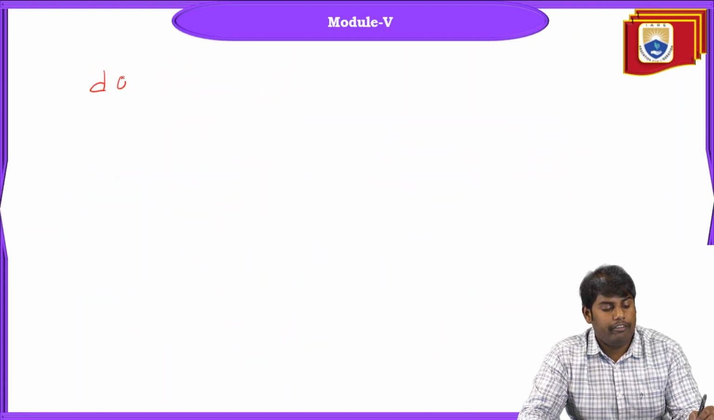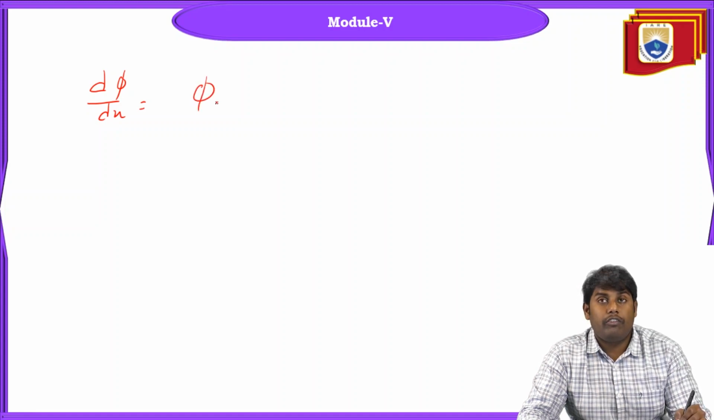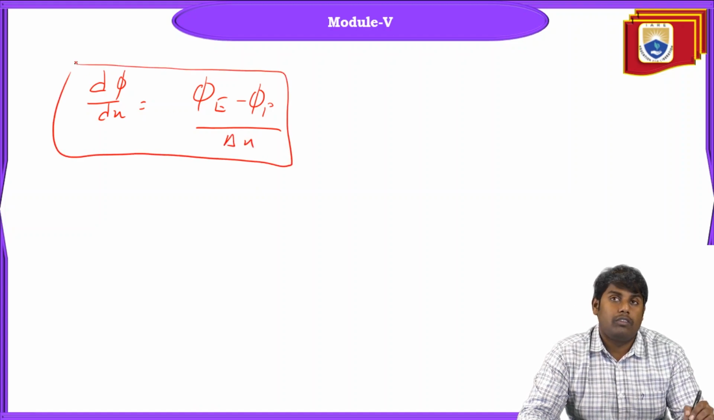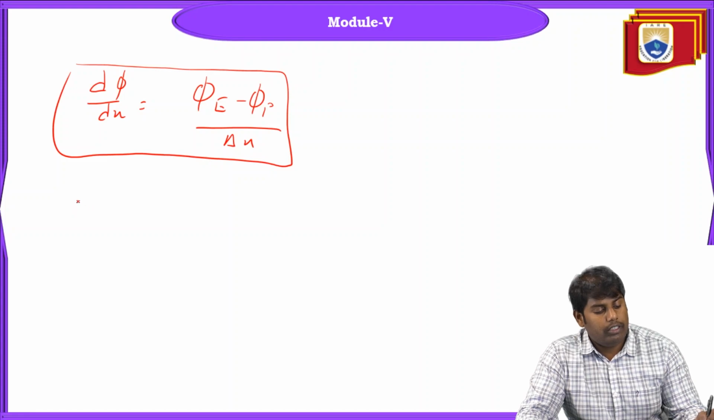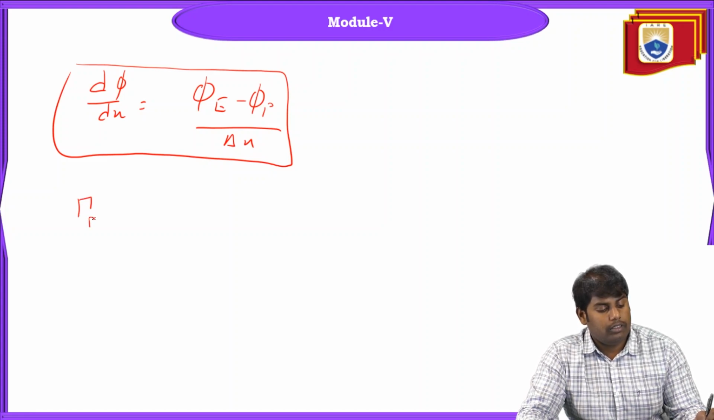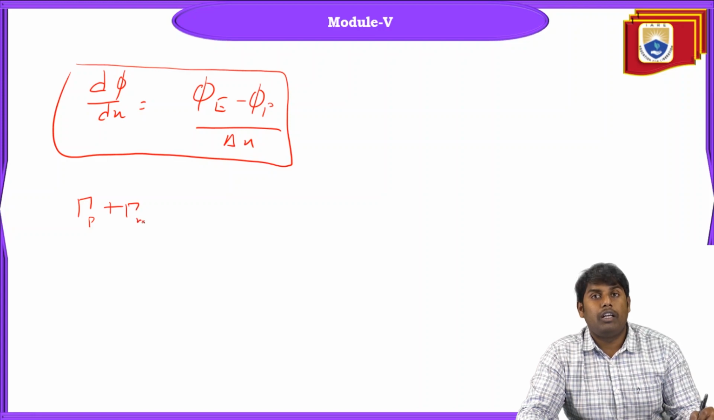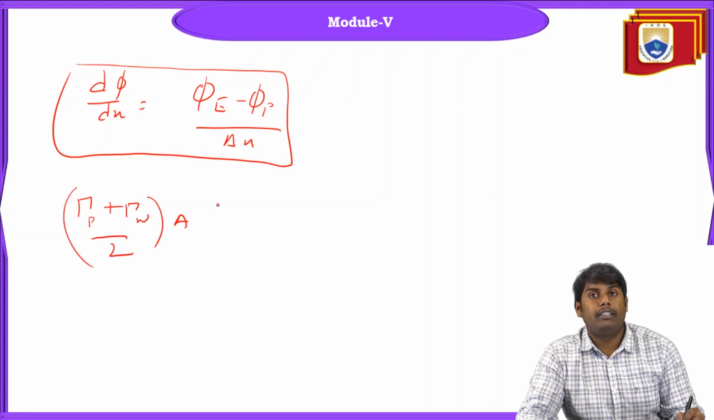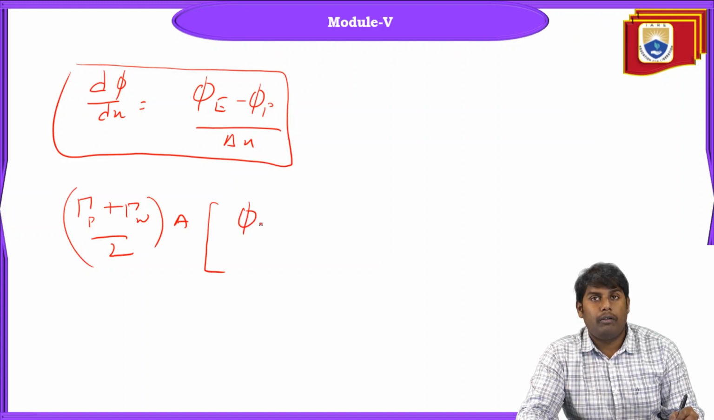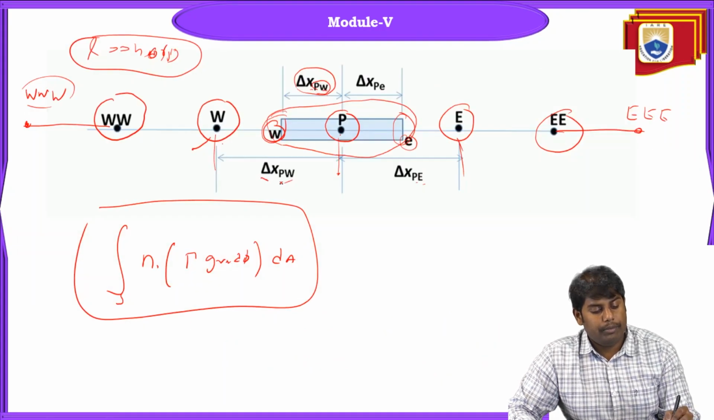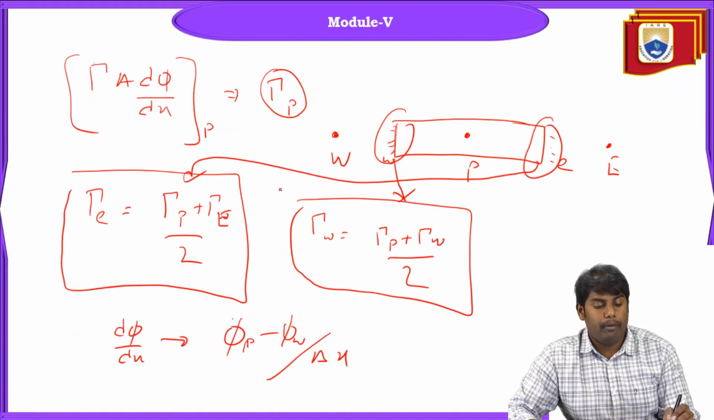Similarly, for the east face, d phi by dx can be written as phi of E minus phi of P divided by delta x. Here we need to add these terms. So what do we have? Gamma of P plus gamma of W by 2, into A, into phi P minus phi W by delta x. What is this delta x? We have seen that it is delta x PW, so this PW should come here.